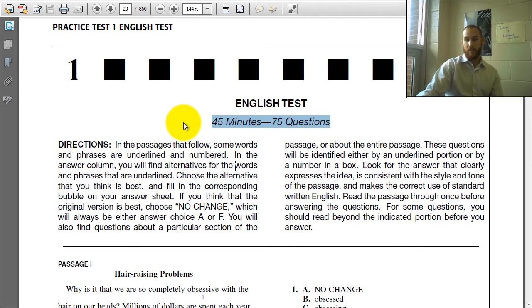Now automatically you can see, alright, I've got to pace myself. I can't spend a lot of time on all these questions. So you only have to spend obviously less than a minute per question. Most of these honestly will only take a few seconds to actually answer. So you really don't have to worry too much about the time frame.